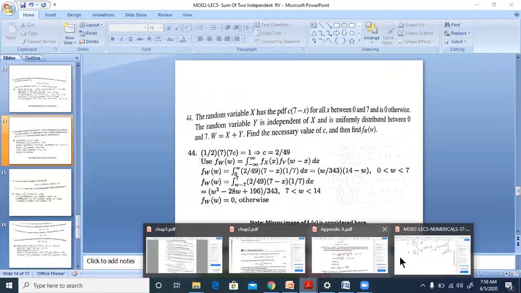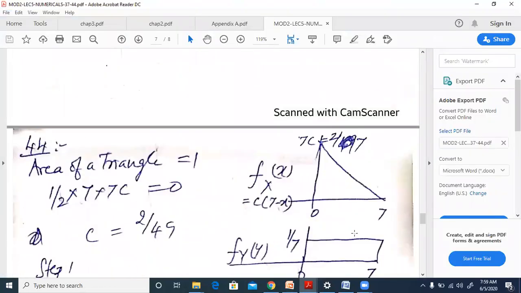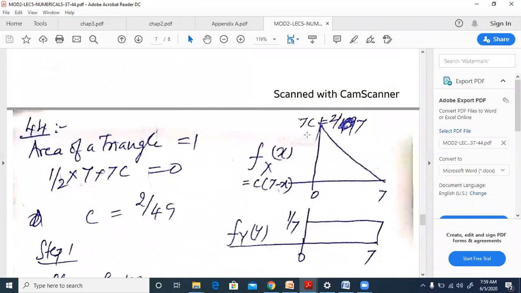So let us see the solution for that. When x is equal to 0, it is 7c. When x is equal to 7, it is equal to 0. So that will become a falling straight line like this. So fX(x) will be like this, where fX(x) is c into 7 minus x. x equal to 0 will give me 7c. x equal to 7 will give me 0. And that is what we'll have over here.